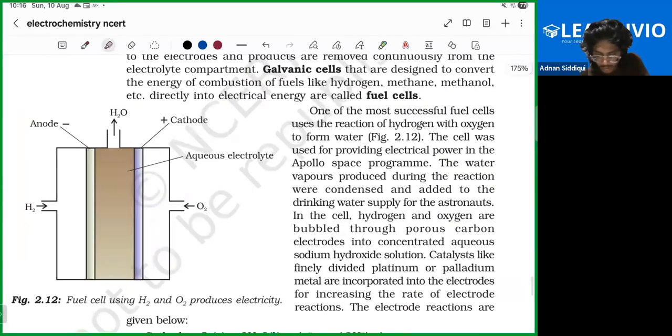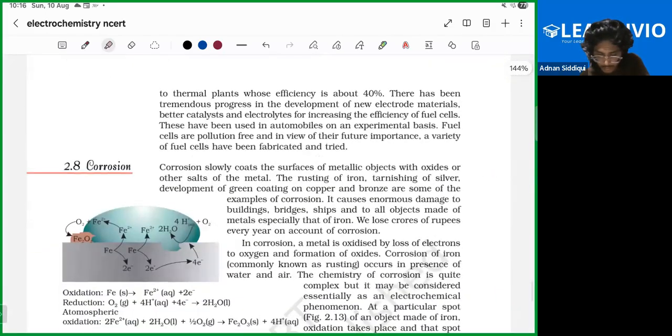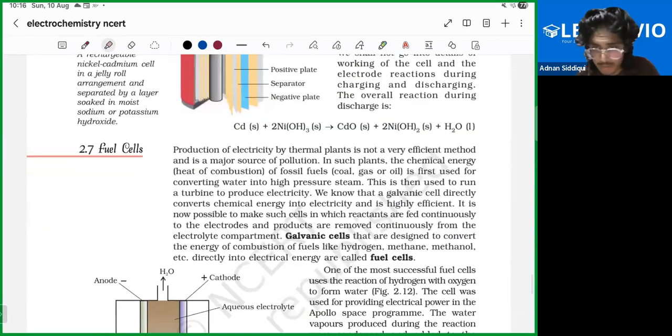One of the most important. See, here they have written it a bit more elaborately. Let me give you a very simple definition of fuel cells. Just give me a second.